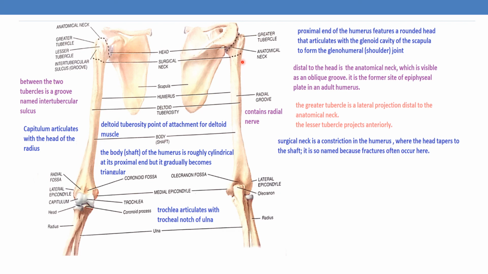So these are the various important anatomical components regarding the humerus bone.